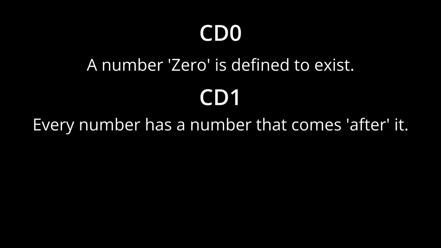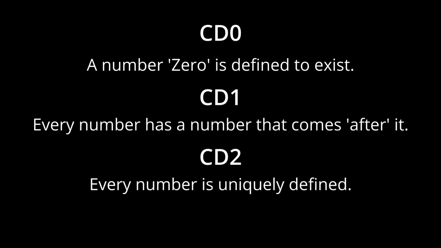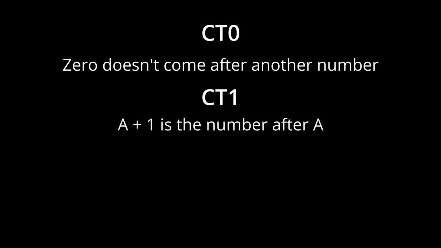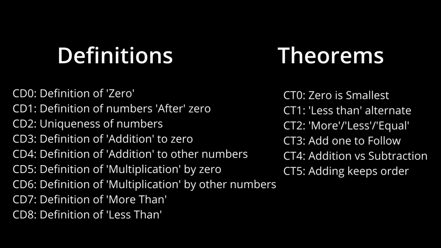So the first part of the definition of numbers would be CD0, then CD1, and so on. And then the first statement I prove about numbers would be CT0, the next CT1, and so on. Compiling the work I've done so far with numbers, a partial list of my definitions and theorems could look something like this.